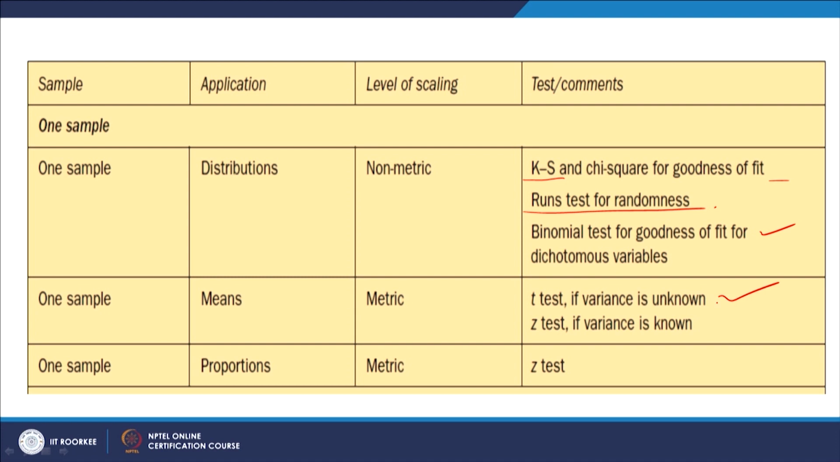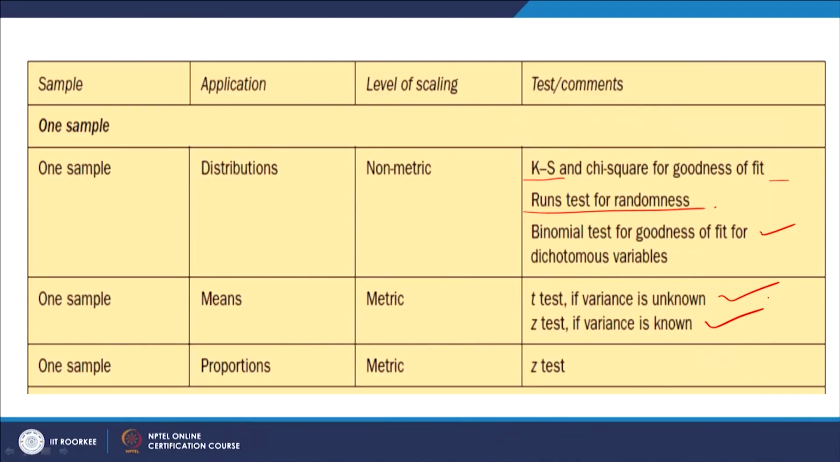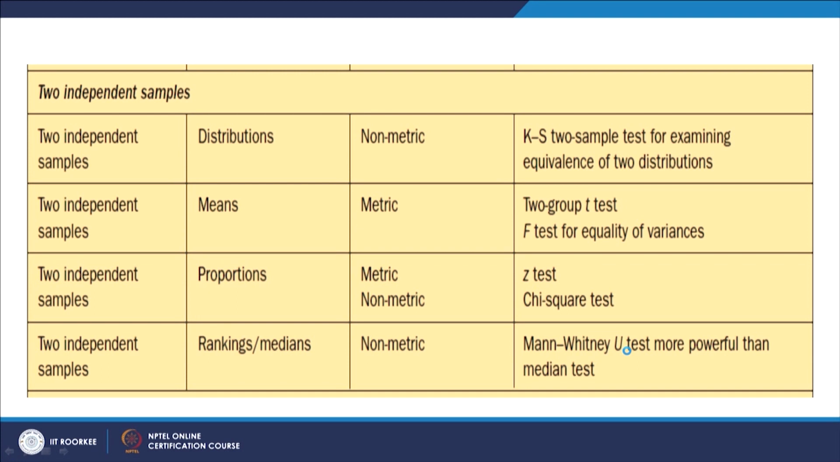What you do is a t test if the standard deviation and variance are unknown to you. If they are known, you do a z test. So, in case of one sample and it is metric, you do a z test. So, let us just have a comparison and check the difference between the parametric and the non-parametric.